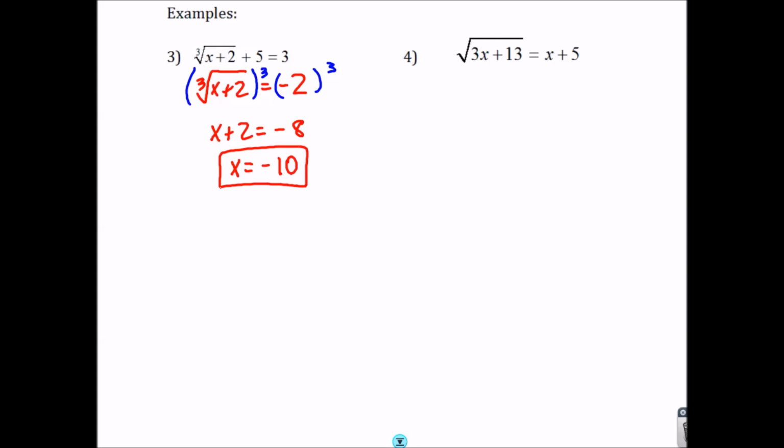Now, number 4 is a little trickier. If we look carefully, the radical is already isolated. So now we're just ready to go ahead and square both sides. On the right side of the equation, I have x plus 5 squared. So that means I have to do x plus 5 times x plus 5. So I'm going to end up with a quadratic here.